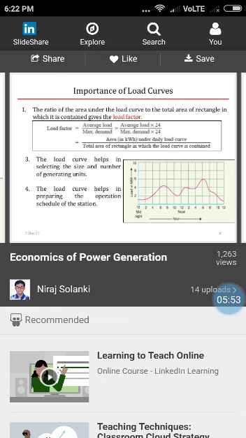The load curve helps in selecting the size and number of generating units. The load curve helps in preparing the operation schedule of the station.